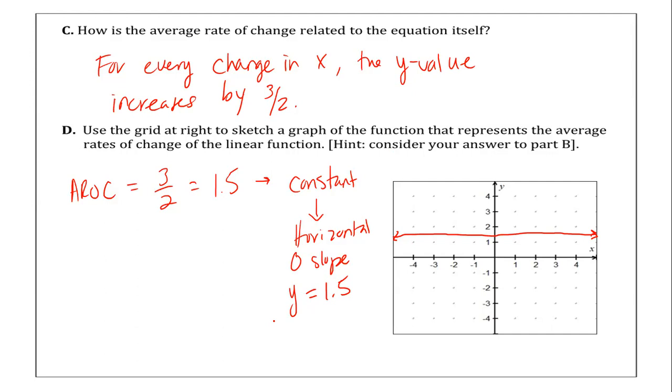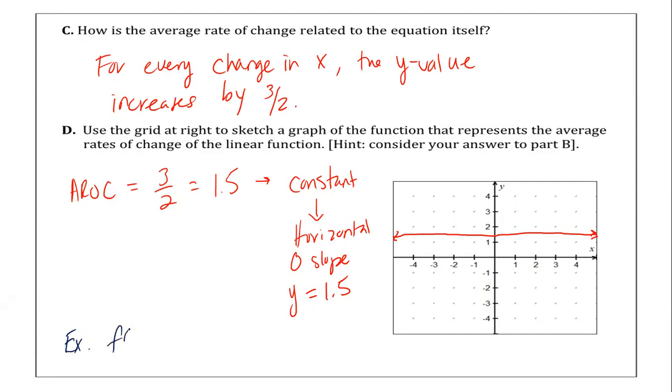Yeah. All right. So for all linear equations, this is what a sketch of its average rate of change would be. Does that make sense? Yeah. It would be whatever your slope is, because it's a constant line, right? It's a constant. And so therefore it'd be a horizontal line with 0 slope, y equals 1.5. So to make sure that we understand that, we're going to do one additional one on our paper. So we're going to do an extra example.